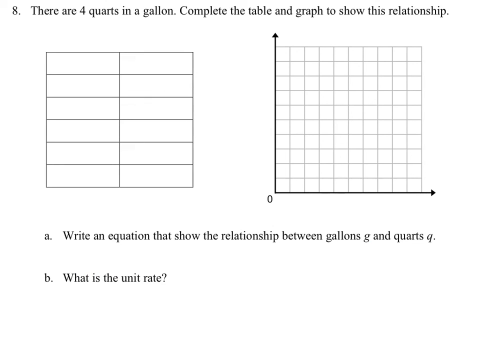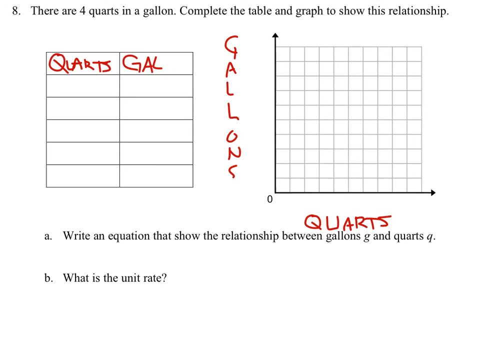Number 8, there are 4 quarts in a gallon. Complete the table and graph to show this relationship. Alright, so we got quarts and gallons, and we got 4 quarts in a gallon. So, let's do this. It doesn't matter I guess which way we do it. So let's put quarts right here, which would then put it in the X position, quarts, and then over here we got gallons. So that's our Y value now for gallons. And we can see 4 quarts is the same as 1 gallon.